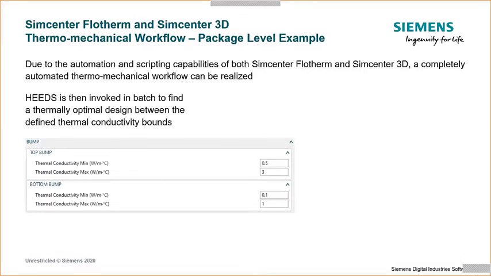Now the next stage is a thermal optimization. So HEEDS is then invoked in batch, so in the background. So nothing really to show in terms of its operation per se. But what HEEDS will do is it will find a thermally optimal design between the defined thermal conductivity bounds of the level 1 and level 2 interconnect bumps. Yeah, so that automatically happens.